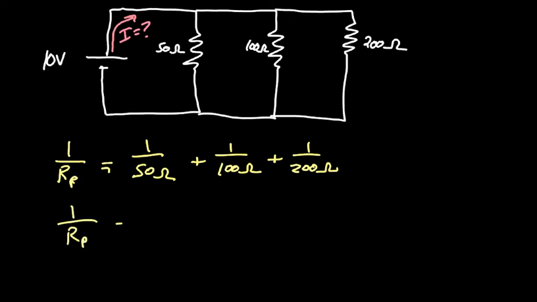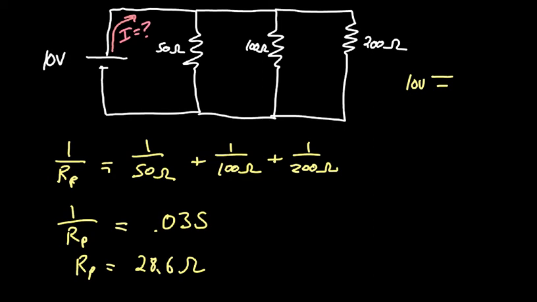Now these are set up as fractions, but it's probably faster just to solve these as decimals. So just go ahead and put this into your calculator. So 1 over Rp equals, and then on your calculator do 1 over 50 plus 1 over 100 plus 1 over 200, and that gets us 0.035. And then I want Rp all by itself, so I'll multiply Rp on both sides, then divide both sides by 0.035. So 1 divided by 0.035 is going to be my equivalent resistance, which is 28.6 ohms.